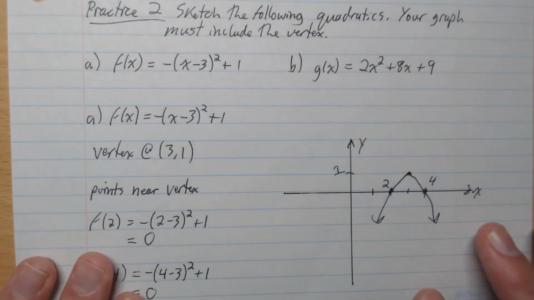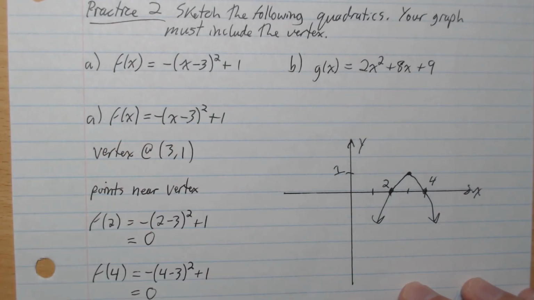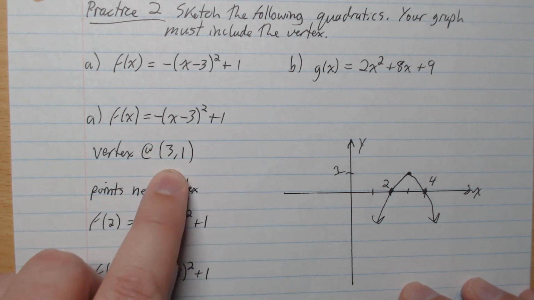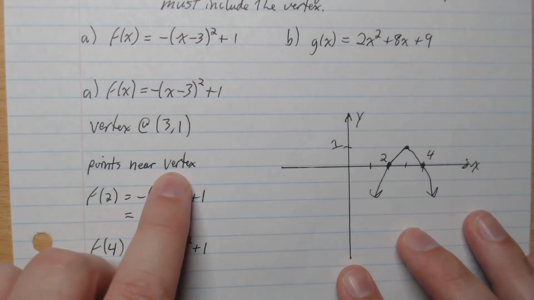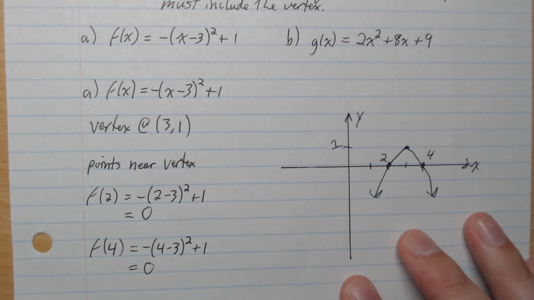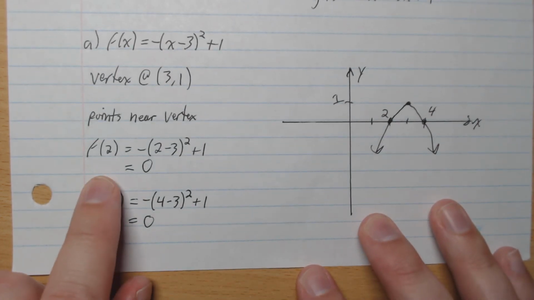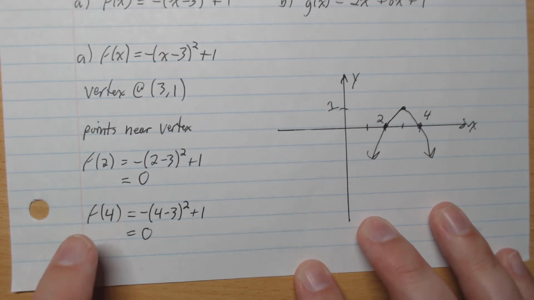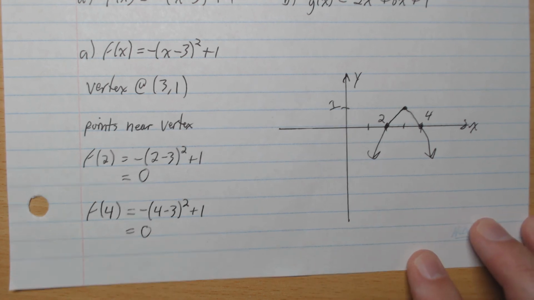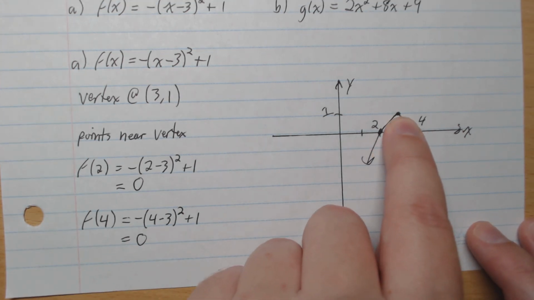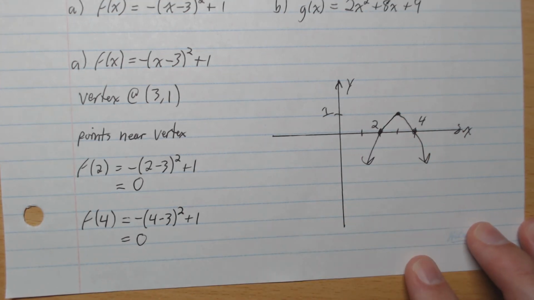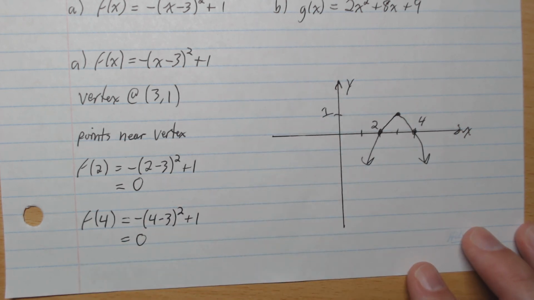Okay, we're back. So here's our f of x here. Our vertex is 3, 1 like that. Points near the vertex are x equals 2 and x equals 4. Plug that in, x equals 2, we get 0. X equals 4, we get 0 like that. And so here is the vertex and the 2 points near the vertex like that. And so there's the graph of our quadratic.